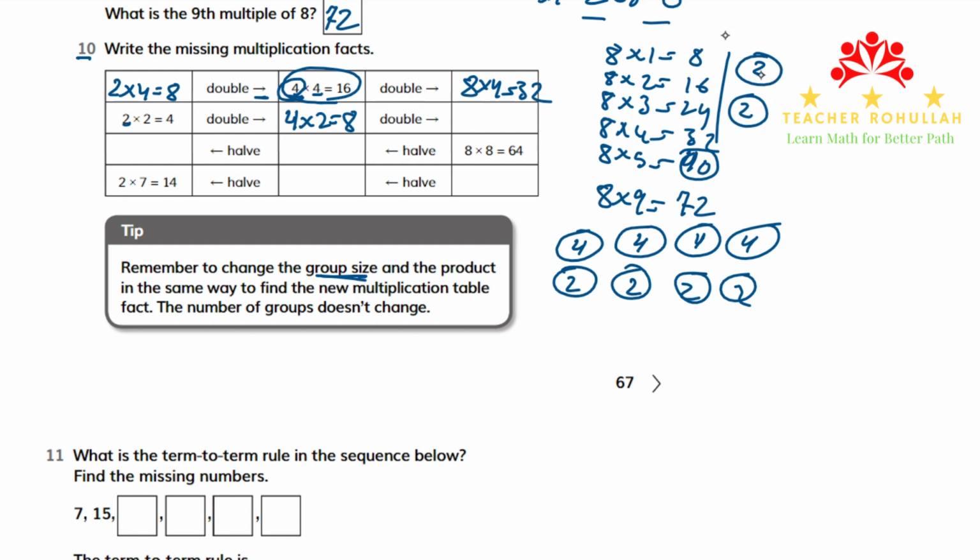We didn't double the number of groups. We doubled the group size. Again, if we double the group size, we will get 8. 8 times 2 is 16.